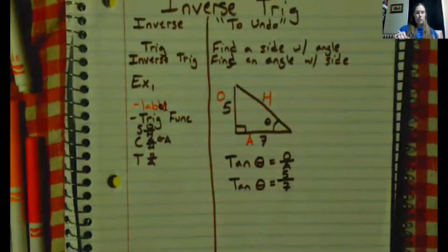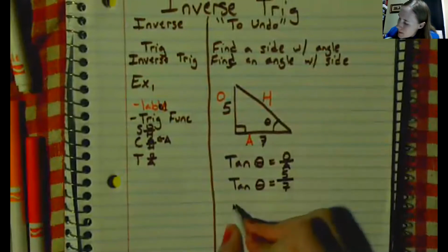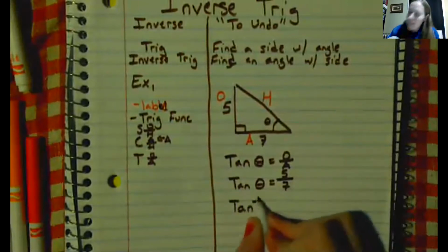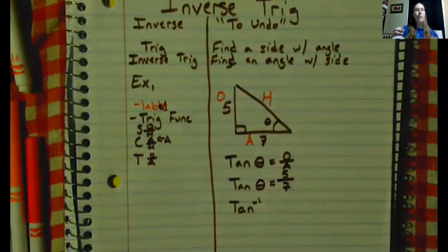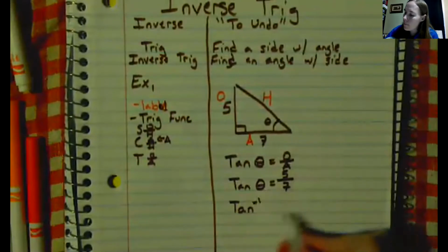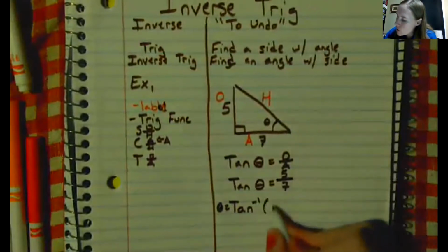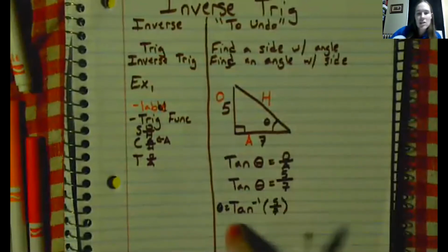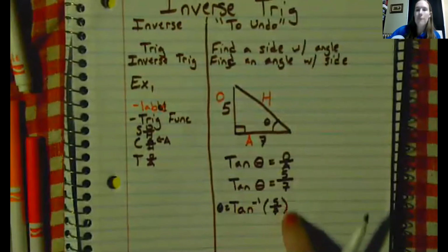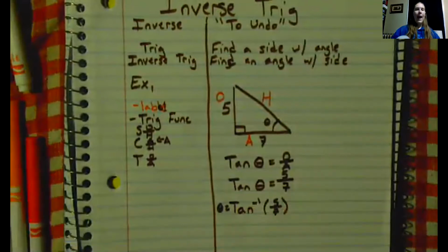There is an inverse ratio for the tangent. And the way that you show inverse is with a little -1. That little -1 means you're undoing it. And to undo this side, you'll have your theta equal, and whatever you do to one side, you have to do to the other. So you would have tangent with a little -1 of 5 over 7. And from here, you can just put it in your calculator.